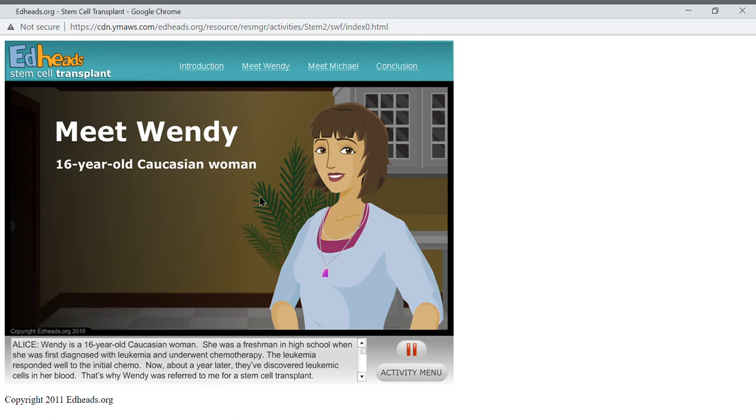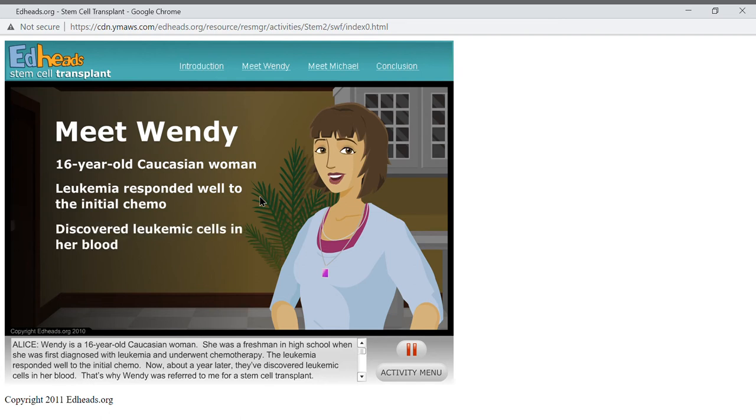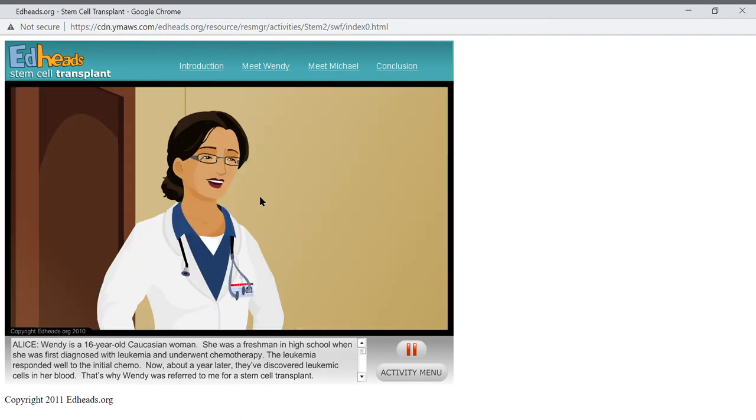Wendy is a 16-year-old Caucasian woman. She was a freshman in high school when she was first diagnosed with leukemia and underwent chemotherapy. The leukemia responded well to the initial chemo. Now, about a year later, they've discovered leukemic cells in her blood. That's why Wendy was referred to me for a stem cell transplant. Hello, Wendy. I'm Dr. Alice Duncanson. I'm here to start the stem cell transplant process, assuming you're ready and aware of the risks.